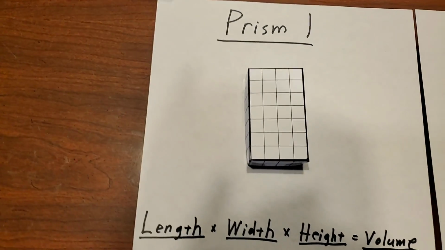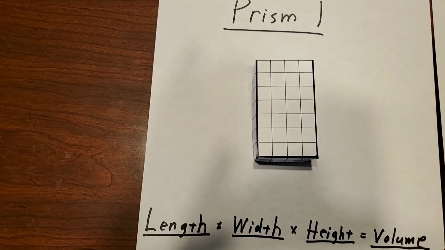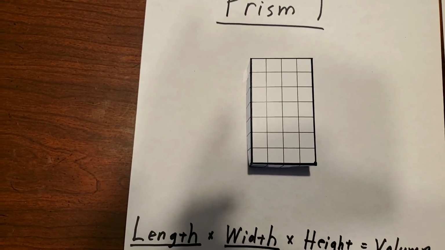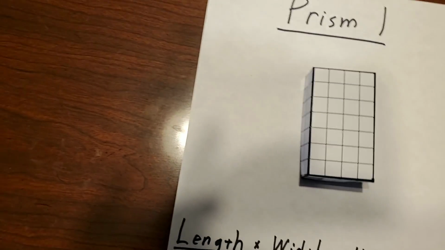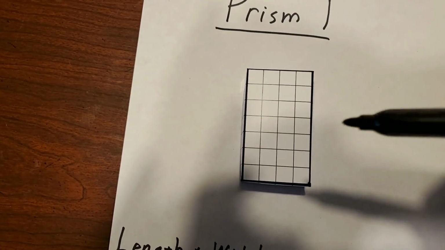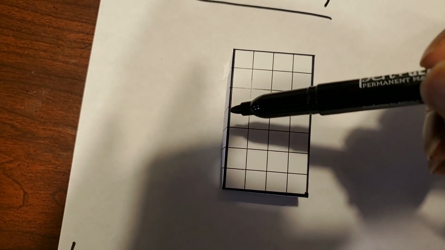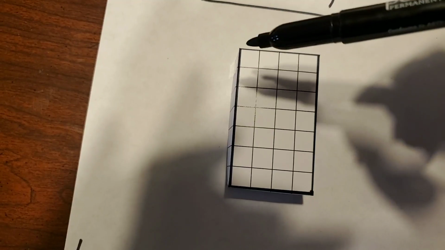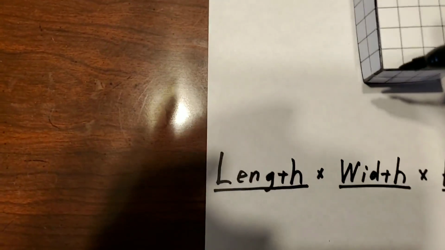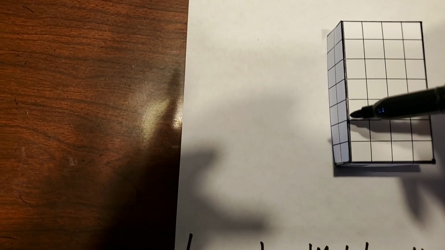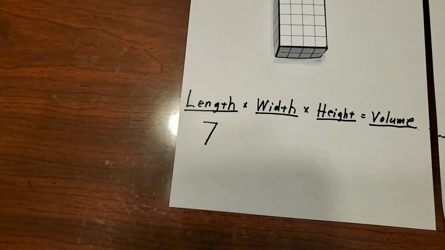Okay. So what is the length? Which side is the length? As we talked about before, the length is always the longest side. The width is always the shortest side. So let's measure the length of our first prism. Ready, set, go. 1 centimeter, 2 centimeters, 3 centimeters, 4 centimeters, 5 centimeters, 6 centimeters, 7 centimeters. All right. So it's 7 centimeters long.